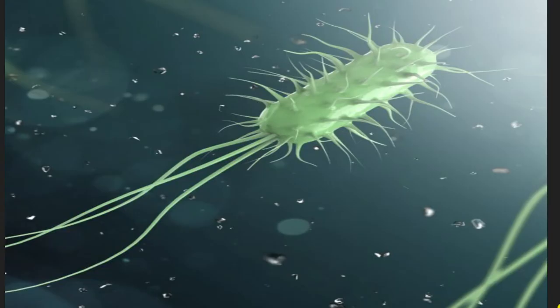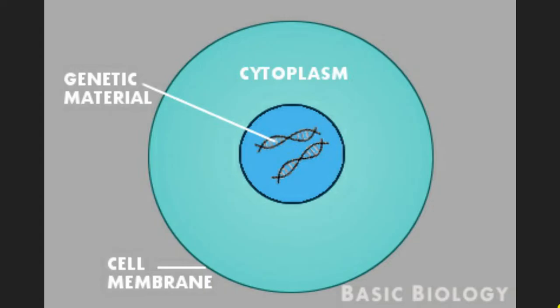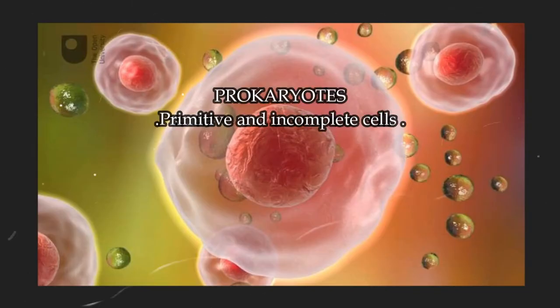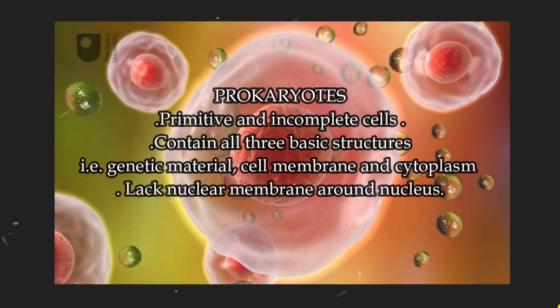So prokaryotes are the organisms which are primitive, that means the starting ones, with very simple structures. They are also known as the incomplete cells because all the basic structures present in cells are not there. They have three basic structures of a typical cell, and they lack a nuclear membrane around their genetic substances.